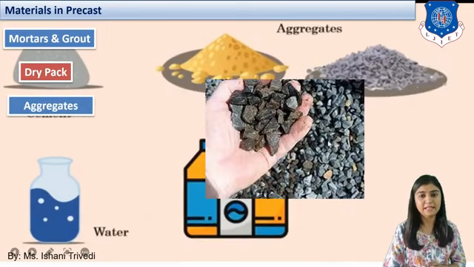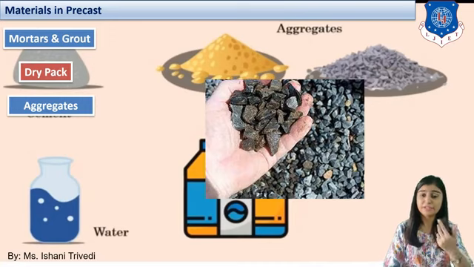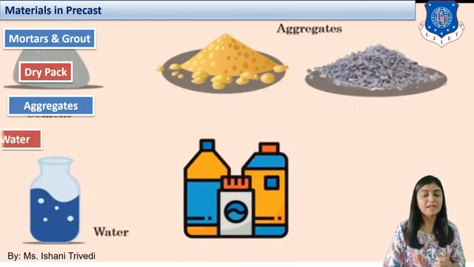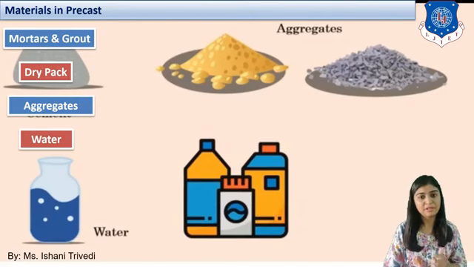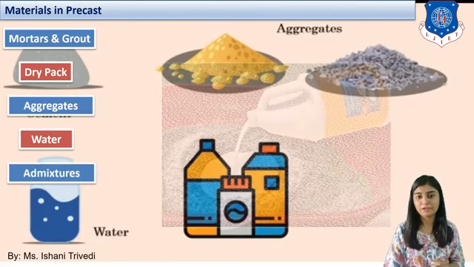Next we have aggregates. Now students, I don't think that I need to go into that depth on aggregate. We have two different types of aggregate: fine aggregate and coarse aggregate. According to Indian standards, they are distinguished by the size 4.75 mm. Less than or equal to 4.75 mm is fine aggregate and greater than 4.75 mm is coarse aggregate. They are passed through the Indian standard sieve of 4.75 mm. I don't think I need to go into that much depth. You already know that.